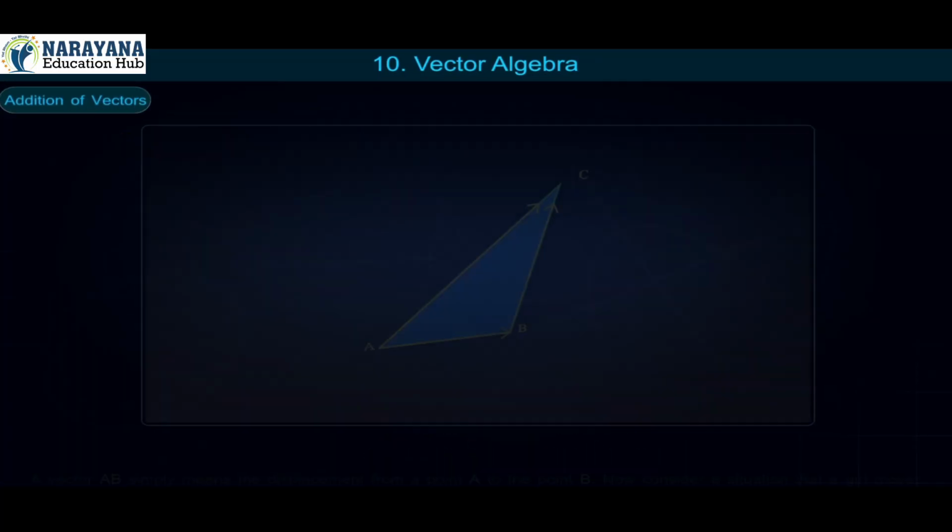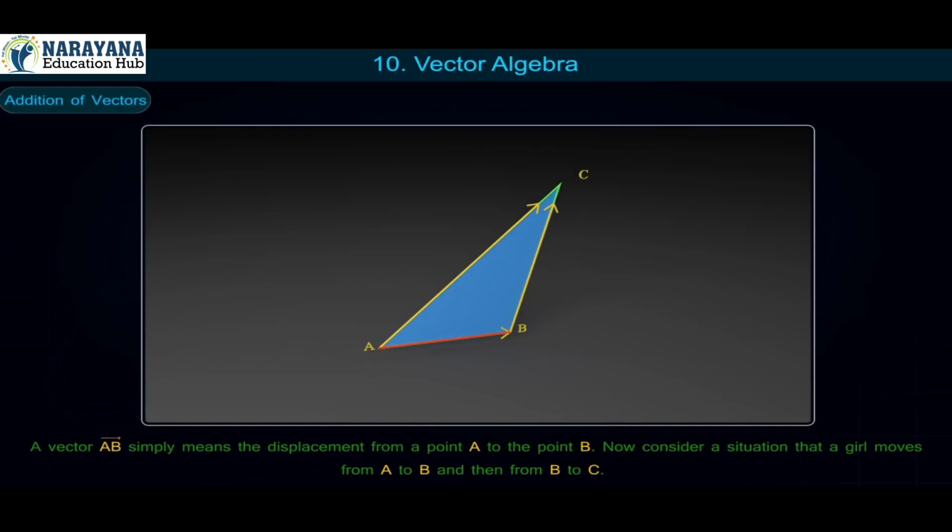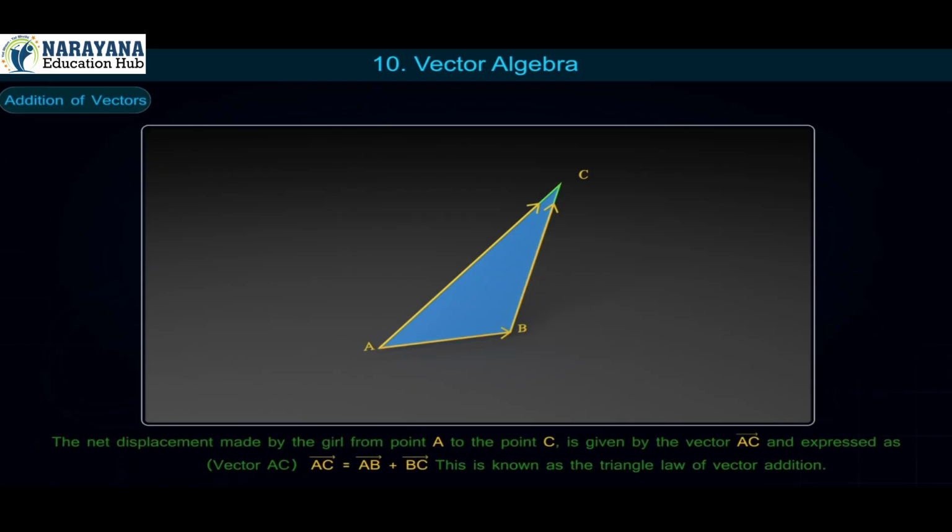Addition of vectors. A vector, vector AB, simply means the displacement from a point A to the point B. Now, consider a situation where a girl moves from A to B and then from B to C. The net displacement made by the girl from point A to the point C is given by the vector AC and expressed as vector AC equals vector AB plus vector BC. This is known as the triangle law of vector addition.